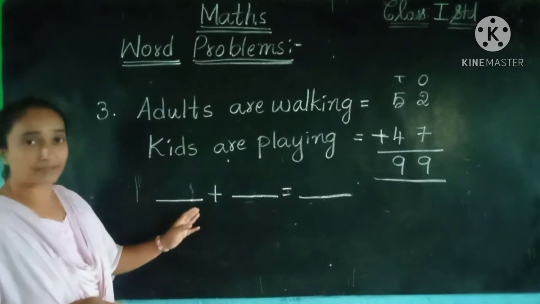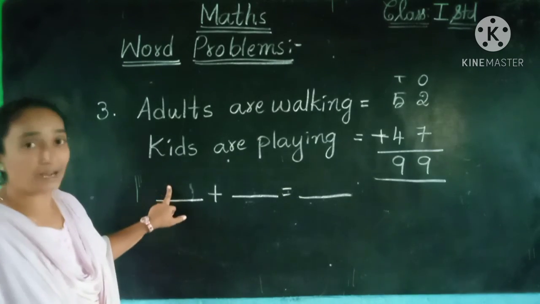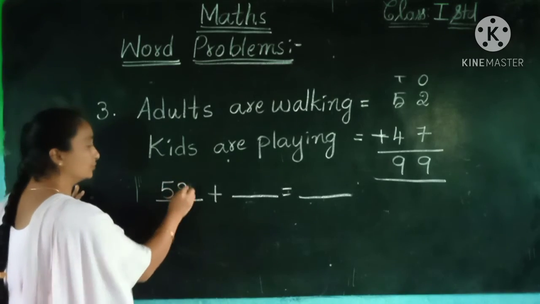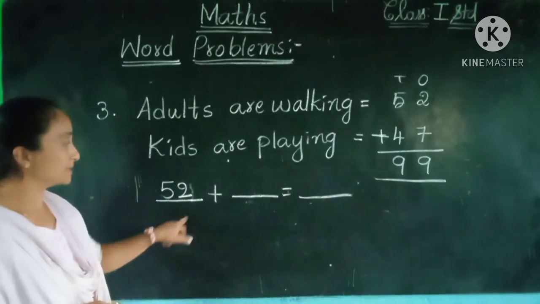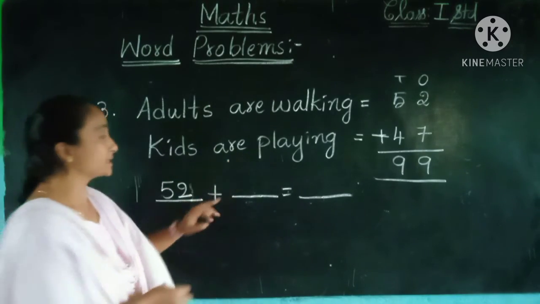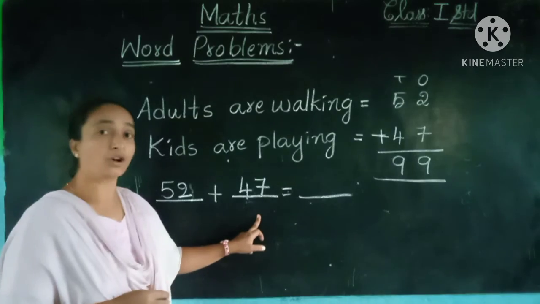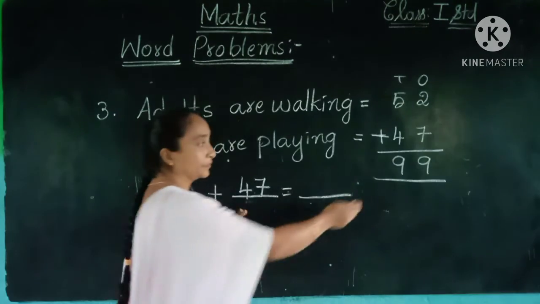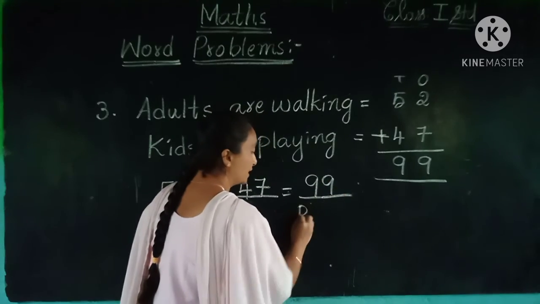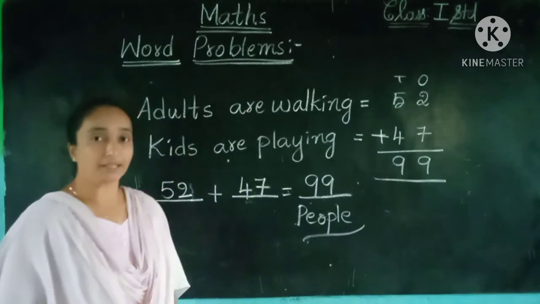So here they have given blanks also, children. So the first what we should do? Yes, here we have to write the adults. How many adults are there? 52 adults plus kids. How many kids are there? The second one? 47. So here we should write the 47. So 52 plus 47 all together. How many people are there? Yes, here we have written the answer 99. So 99 people are there in all.